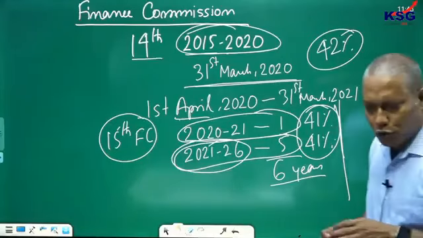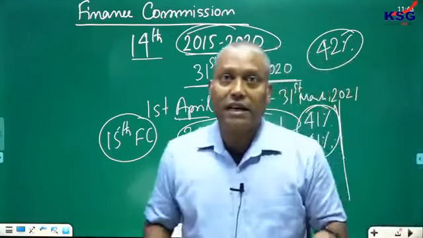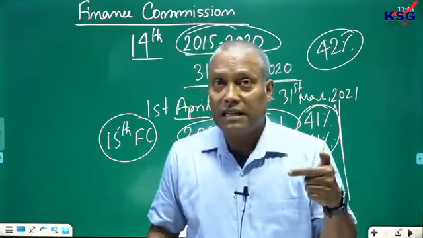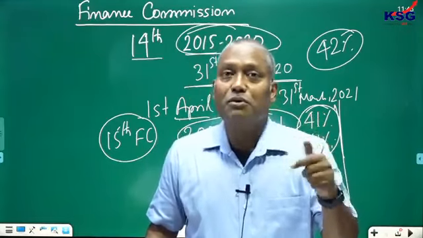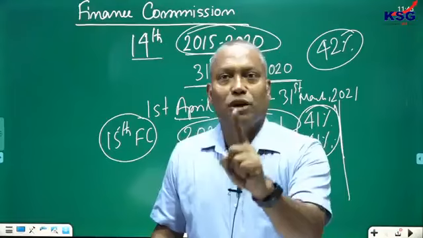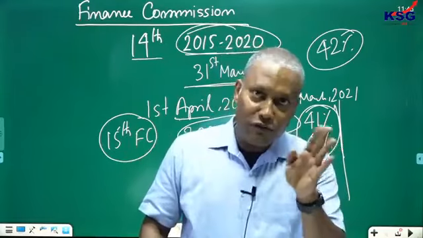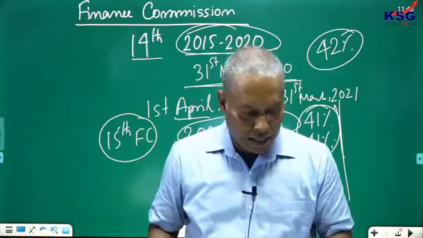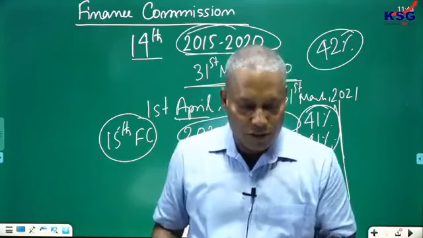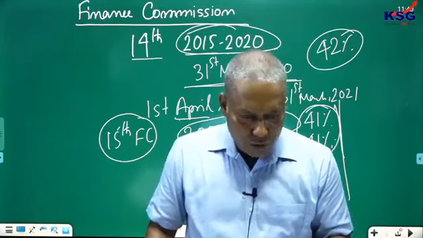Clear, dear? So these are the major recommendations, and how this 41% is going to be distributed among states, that formula we have already discussed with you, the 15th Finance Commission formula. So link from there and now you are getting it. I will discuss other major recommendations. Meanwhile you asked one question, dear.